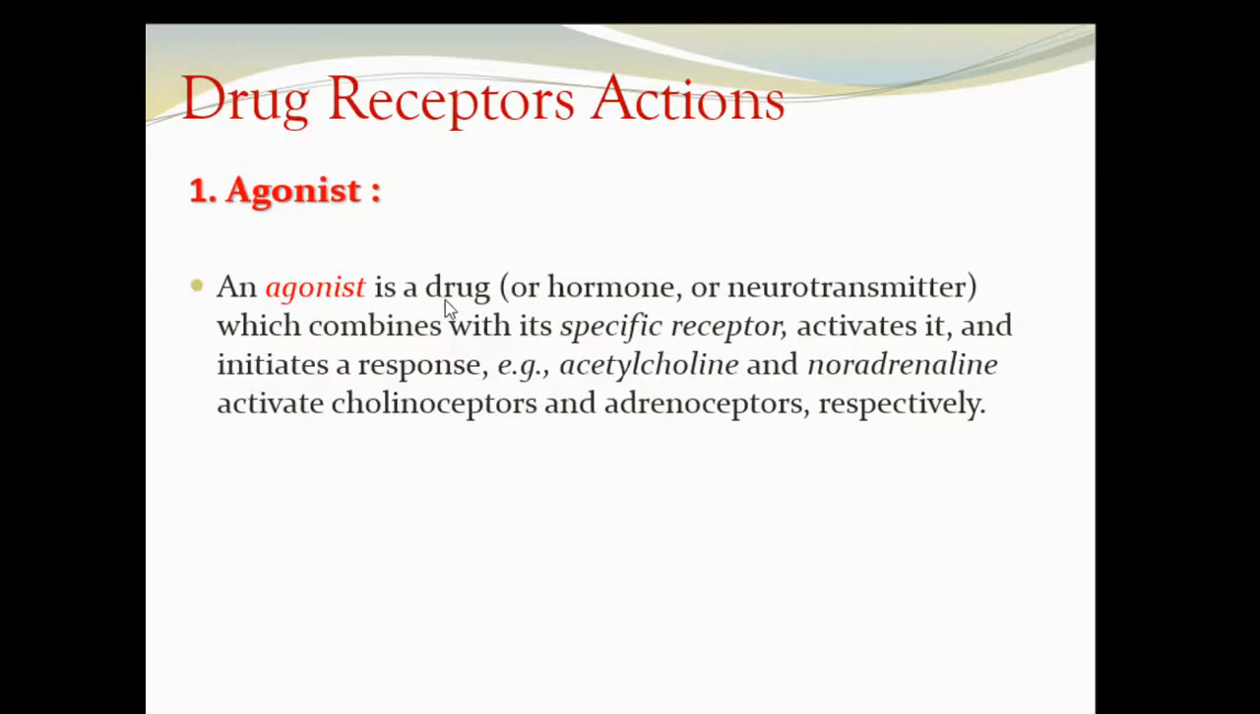An agonist is the drug which combines with its receptors, activates it and initiates a response. Examples are acetylcholine and noradrenaline. Just we have shown the same action will be produced by a drug as which is seen by the endogenous substance like acetylcholine and noradrenaline.